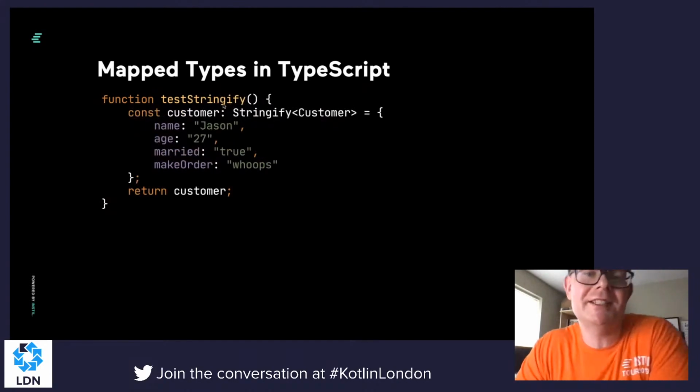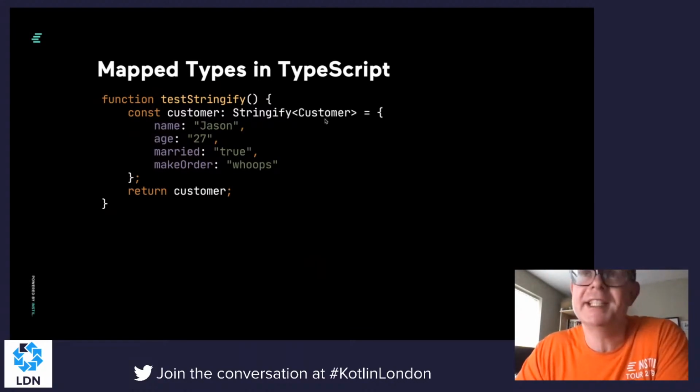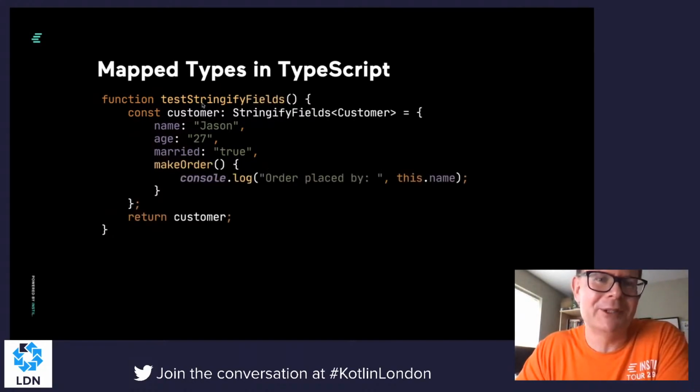And then here's an interesting example of stringify. So let's say I've got this variable called customer, which is of type stringify customer. In other words, it has the same number of properties as a customer object, and those properties have the same names, but now they're all of type string, okay? So you see there, I can go through and I can now set them all to string values, okay? The only problem is that for the make order function, it's now a string as well. Oops, okay? So what we want to do is we want to say stringify fields.